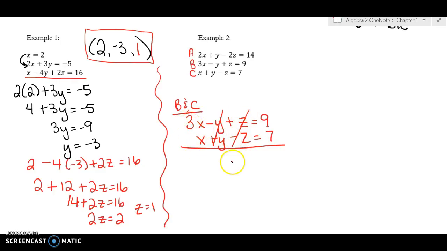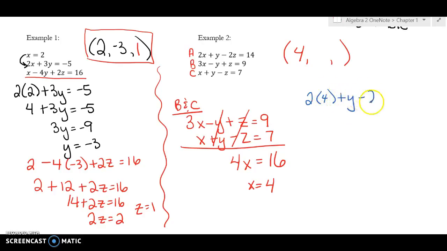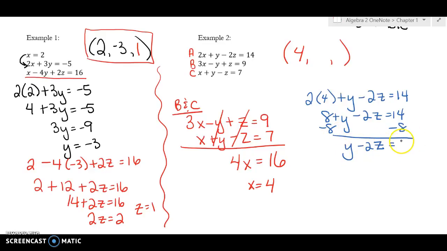Now I know that 3x plus 1x is equal to 16. So I get x is 16. Oops, not 16, but x is 4. So I found one answer. Now I need to find another one. I'm going to plug it into any of these equations. I'll change colors, and plug it in for A. So I get 2 times 4 plus y minus 2z equals 14. Really, this is 8 plus y minus 2z is 14. I would minus 8 on both sides, and so I get y minus 2z equals 6.